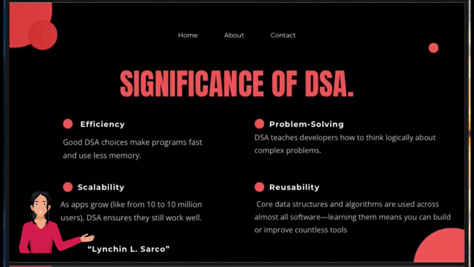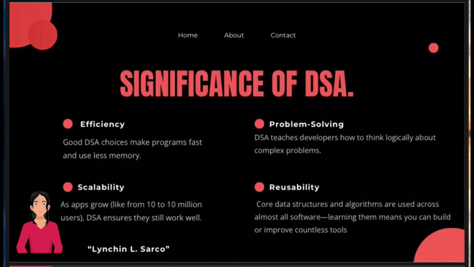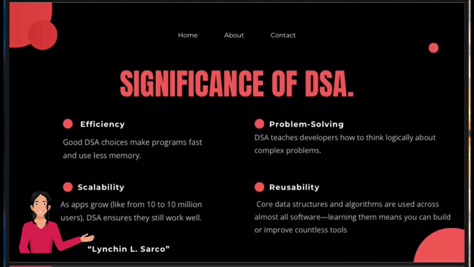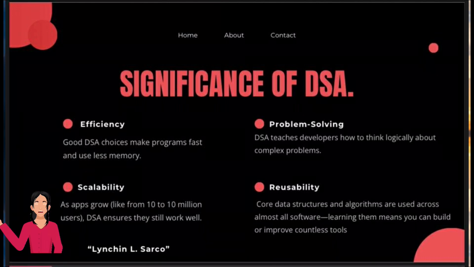So why does DSA matter for software development? We have four. First is efficiency. Good DSA choices make programs fast and use less memory. For example, a search engine using the right algorithm can scan in seconds what might otherwise take hours.